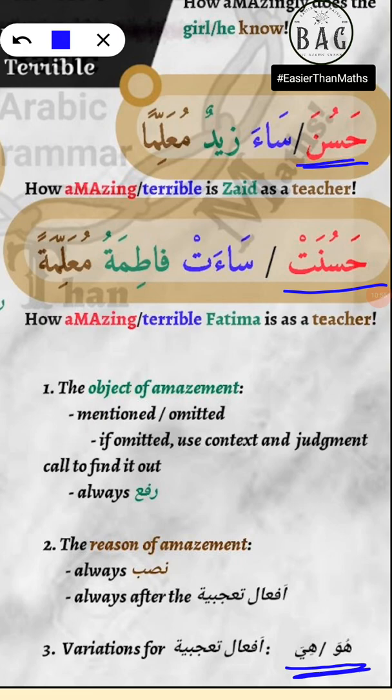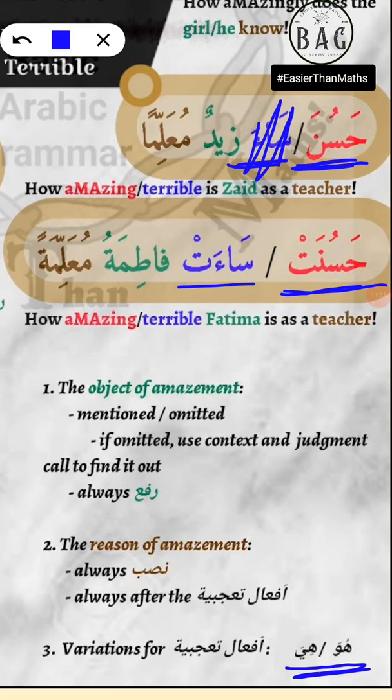Now hasuna, you might have guessed, it means good, and sa'a means bad, terrible. So hasuna has its hiya version hasanat, and sa'a has the feminine version sa'at. Now let's look at the sentence. We have hasuna Zaidun mu'alliman. Forget about sa'a for a bit. So we have hasuna Zaidun mu'alliman. So what do we see here?